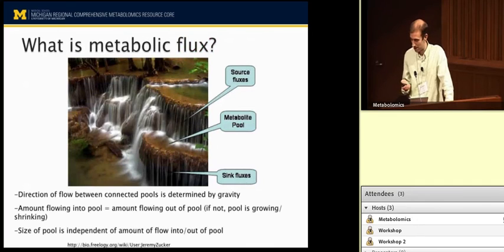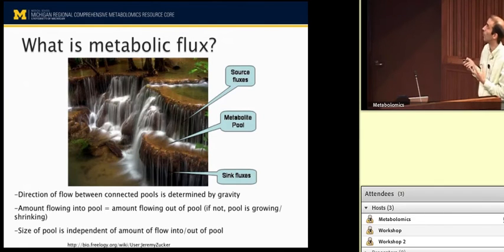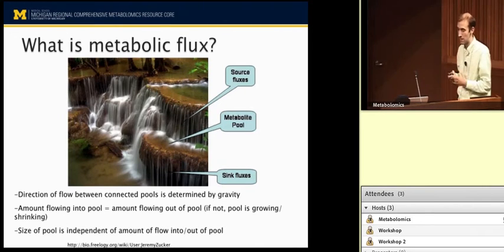And so here's a picture, which would be great if you could see, that I like to use to describe metabolic flux. It's a waterfall. And so flux can be visualized as the flow of liquid between these pools in this waterfall. And the metabolite pools here, the size of these pools, are analogous to the levels of the metabolites that we would measure in a static metabolomics type of experiment. In the case of the waterfall, the direction of flow between connected pools is determined by gravity. In the case of metabolites and metabolism, it's determined by kinetics, determined by thermodynamics of reactions, determined by enzymes, many other factors.